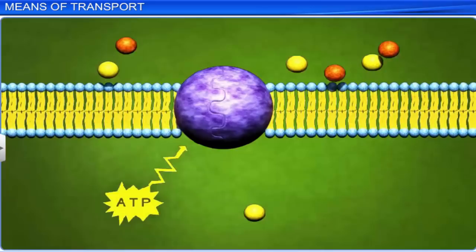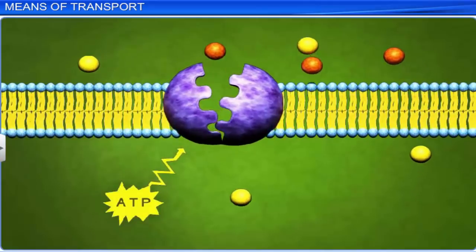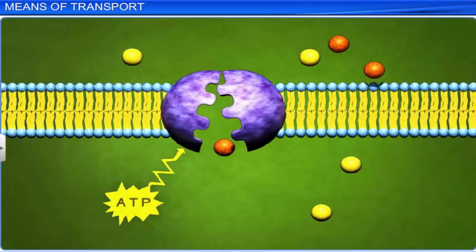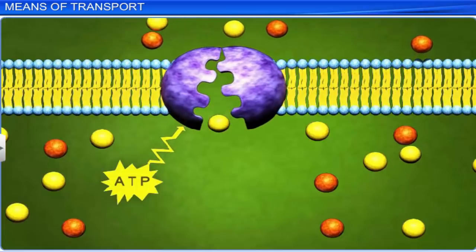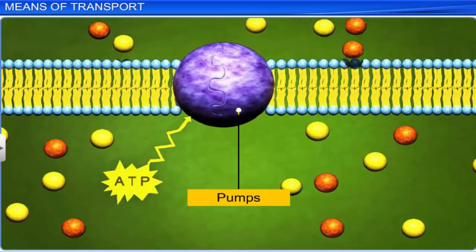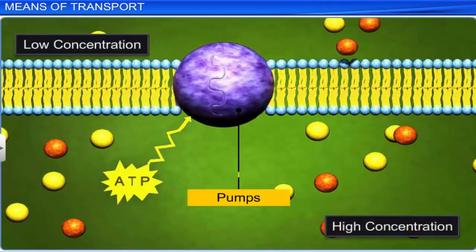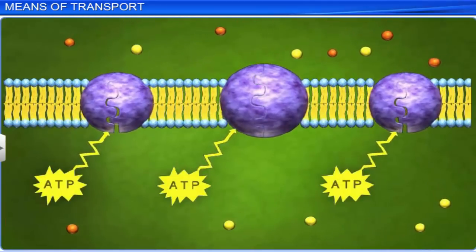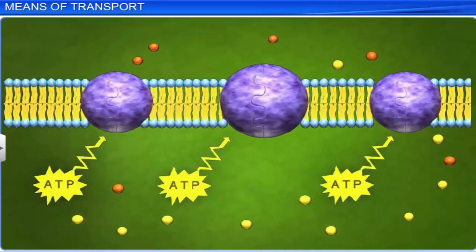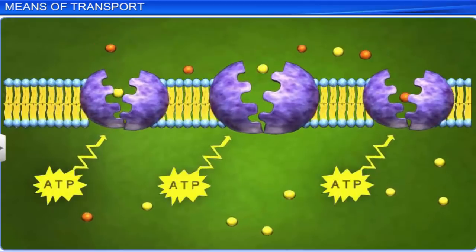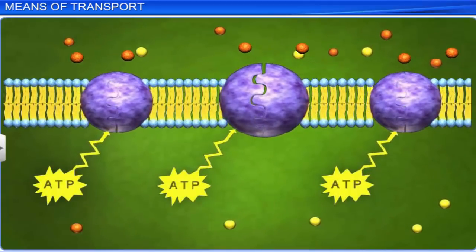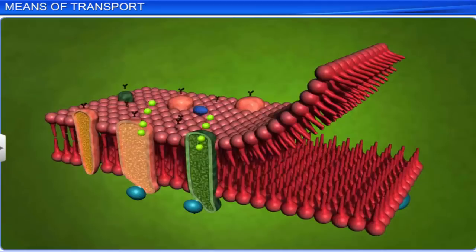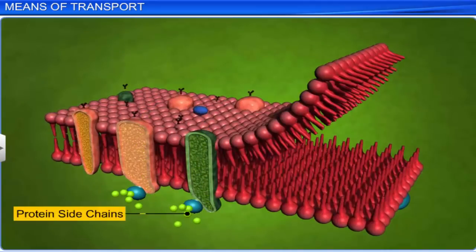Unlike diffusion, active transport requires energy to move molecules against the concentration gradient. It is carried out by membrane proteins that use energy. These proteins, called pumps, can also transport substances from low concentration to high concentration, which is taken to be uphill transport. Just like facilitated diffusion, the active transport rate is maximum when all protein transporters are being used or saturated. Also, these proteins are specific to the type of substances they carry across. They are sensitive to inhibitors that react with their protein side chains.